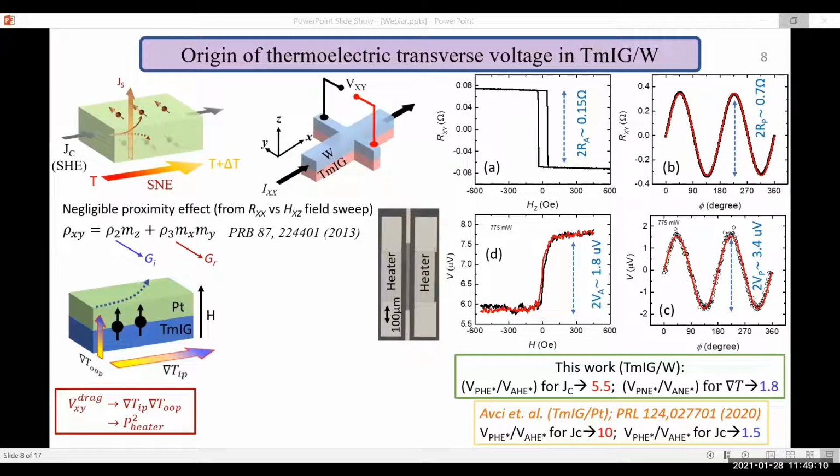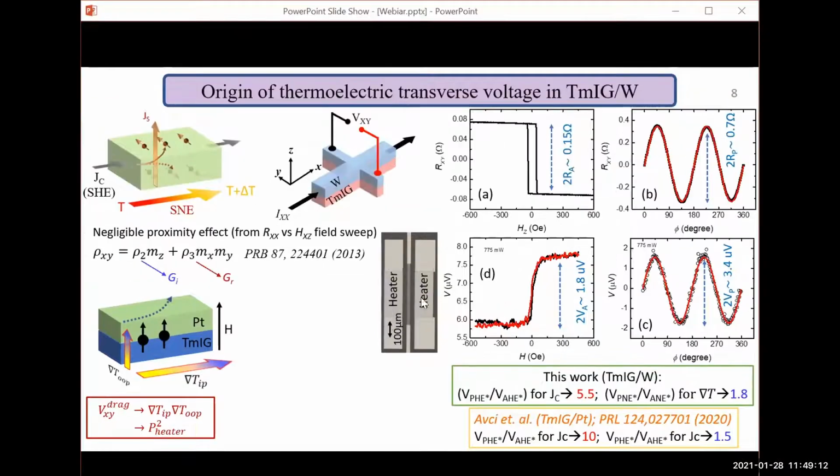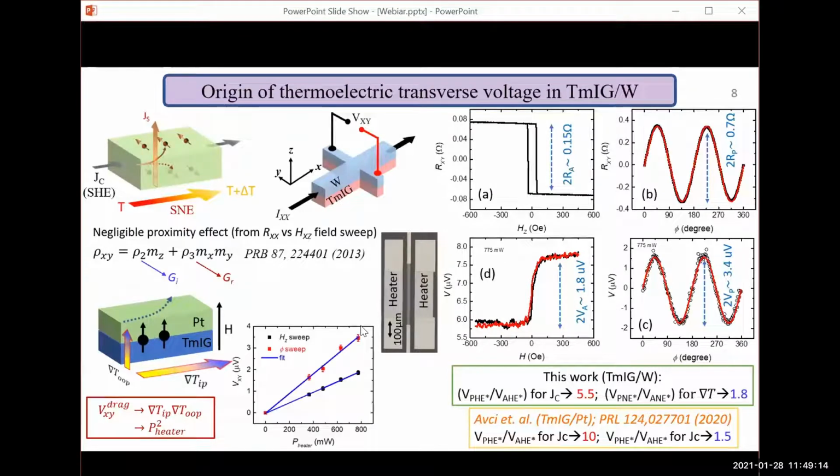So on this TMIG tungsten, you said there was no proximity effect, but in the TMIG platinum, there was a proximity effect. So what could be the reason behind it?